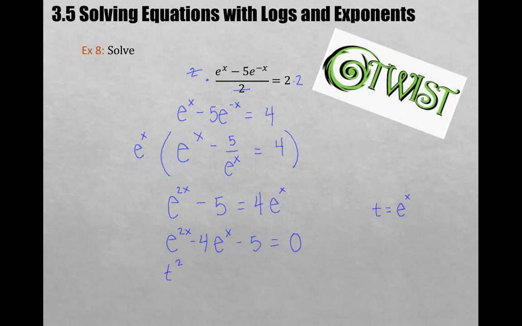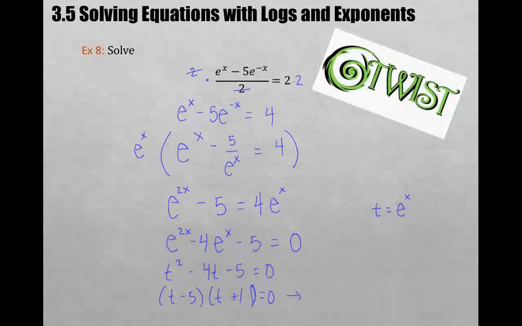t squared minus 4t minus 5 equals 0. My goodness, you know how to do this, right? You're just factoring, right? So this is going to be the same thing as (t minus 5) times (t plus 1) equals 0. t has to equal 5, and t has to equal negative 1. Those are my answers, right? I should circle them and move on to the next problem.